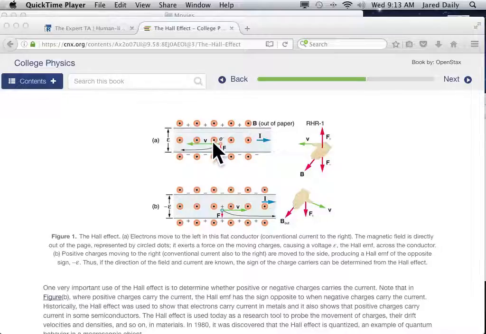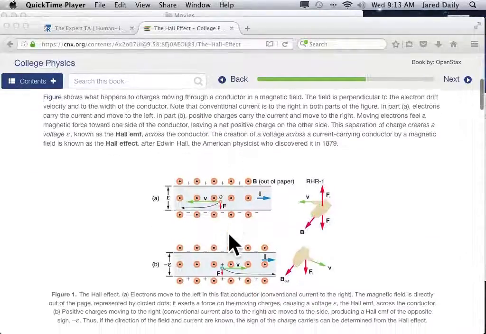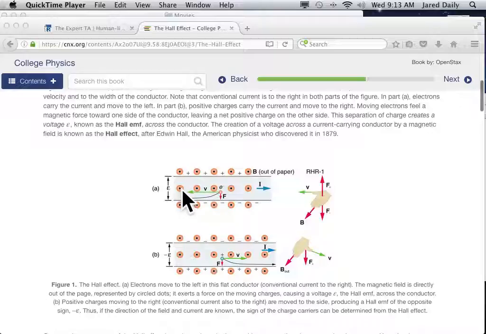So the electrons are moving to the left. The magnetic field is coming out of the paper. We use our right-hand rule. We're going to stick our thumb in the direction of this velocity off to the left there, our hand out of the page. Our palm would point upward, which would be the direction that a positive charge would be forced. But it's an electron, so it's negative. So a negative electron will feel a force downward.